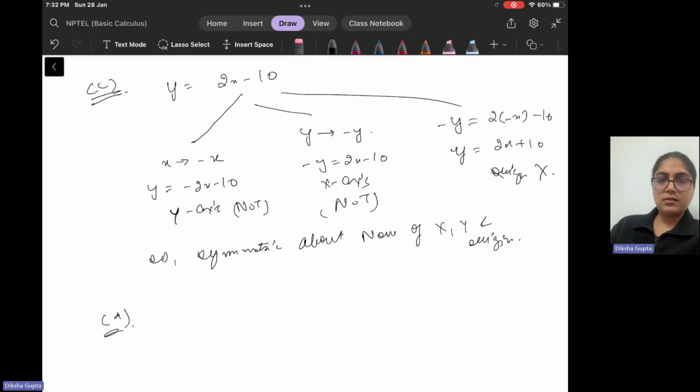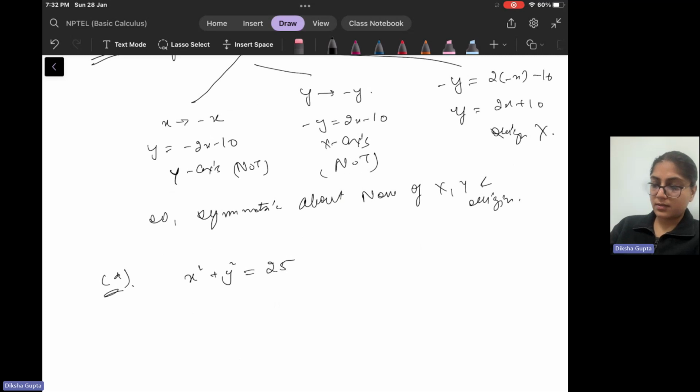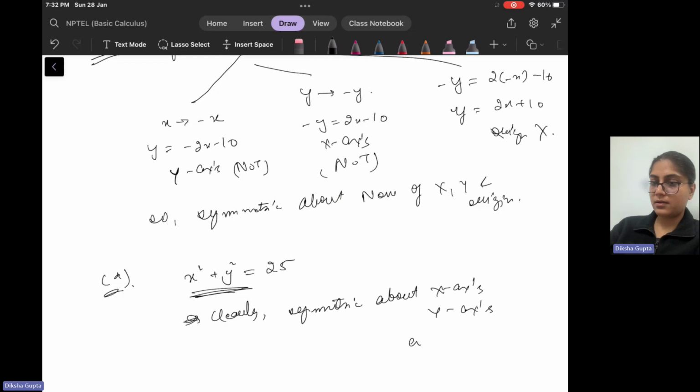Okay, so next is x square plus y square equals 25, a circle. Clearly x is replaced by minus x, y by minus y, and because of the presence of the square, it is symmetric about all three: the x-axis, y-axis, and origin.